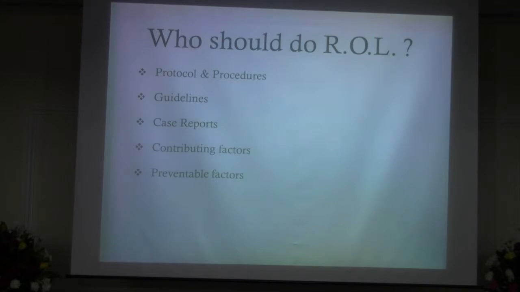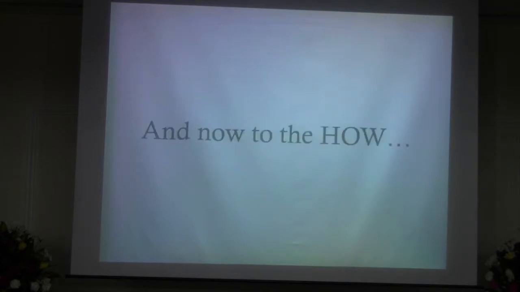And always remember, when you're reviewing the literature, when you're writing guidelines, this has to be updated at least every 2 to 5 years. When you're writing a case report, oh, I've never seen this case before. Well, how do you know? Maybe people wrote about it, so that validates you to write a review of literature. When you're writing about contributing factors of an entity or disease, or preventing factors, again, these are just some of the examples.